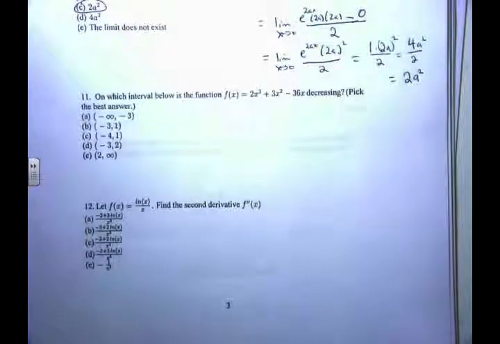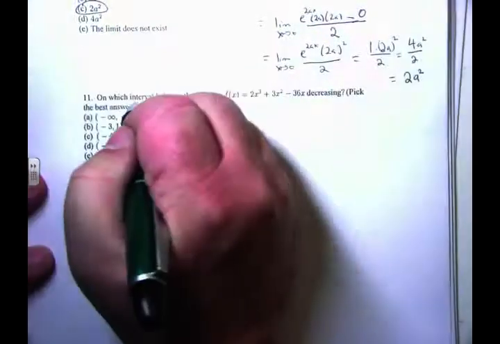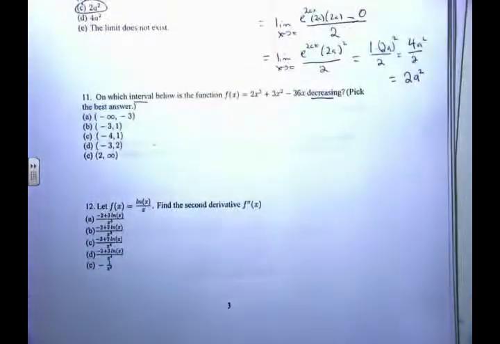Here's another question from our last test. On which interval below is the function f of x equals 2x cubed plus 3x squared minus 36x decreasing? When they're asking you for intervals of increase or decrease, what are you going to do? Anytime they ask you for an interval, what are you going to always write?